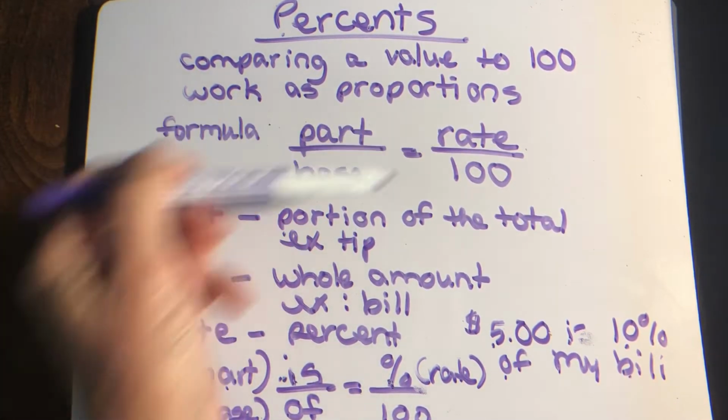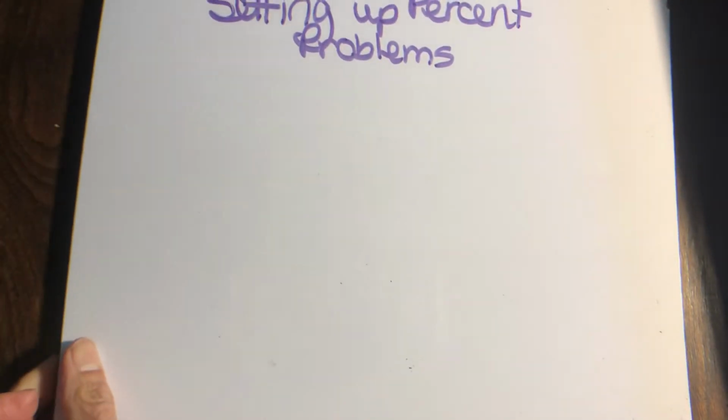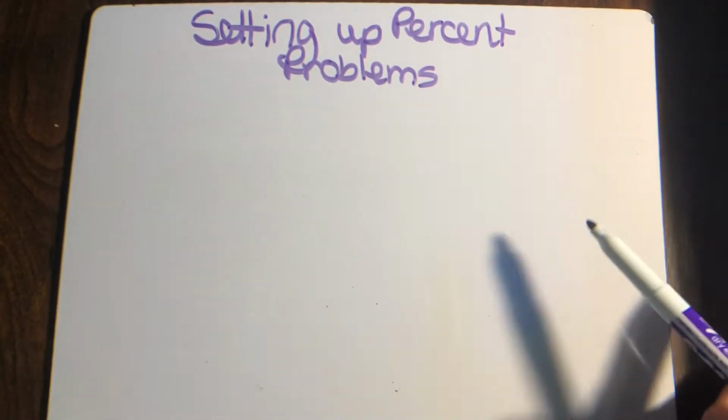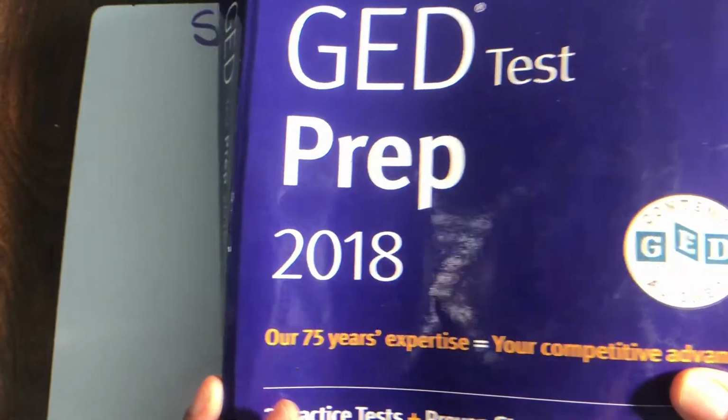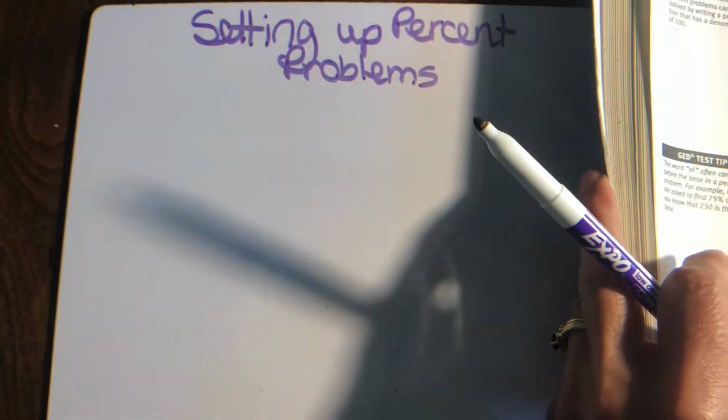And remember these things that we talked about before. Remember we talked about the percent sign is a code for that number to be over 100, which is the formula that we are using. So we're going to be following the problems that are in the GED Kaplan book, which is a really super good book to have. It's got a lot of good practice problems to work, and they're very easy to find. Even your library may have one.